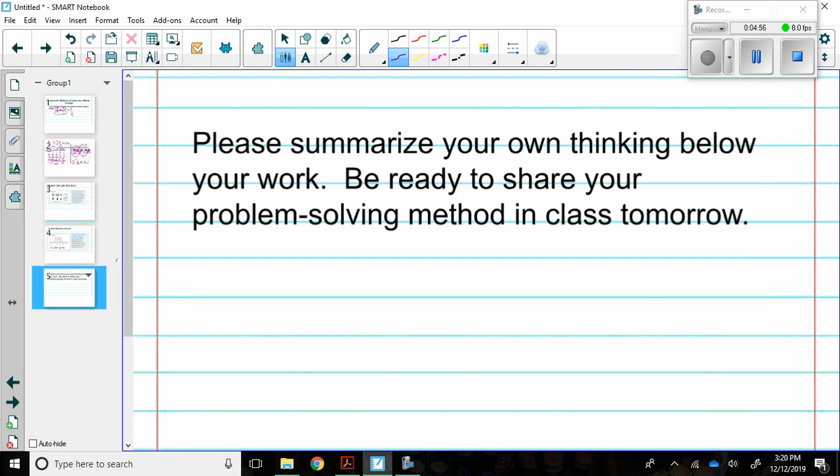So now I want you to summarize your thinking, and I want you to think about: did you use just the regular method, where you multiplied your numerators together and your denominators together, or did you draw a model, and what worked best for you?